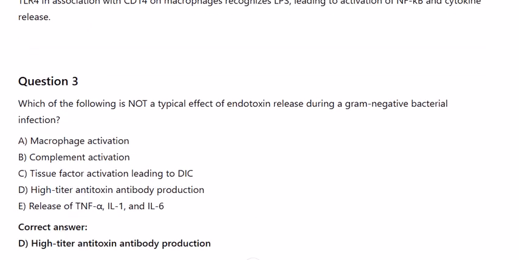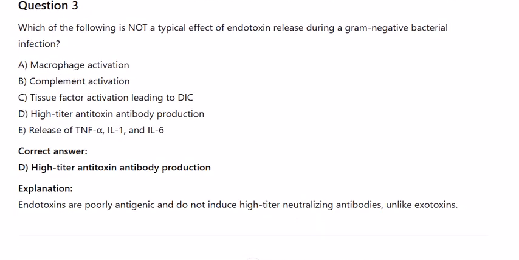Question 3. Which of the following is not a typical effect of endotoxin release during a gram-negative bacterial infection? A. Macrophage activation. B. Complement activation. C. Tissue factor activation leading to DIC. D. High-titer antitoxin antibody production. E. Release of TNF-α, IL-1, and IL-6. Answer: High-titer antitoxin antibody production. Explanation: Endotoxins are poorly antigenic and do not induce high-titer neutralizing antibodies, unlike exotoxins.